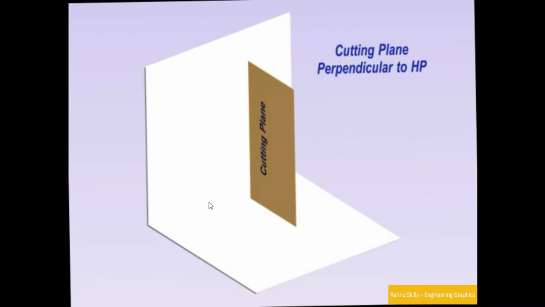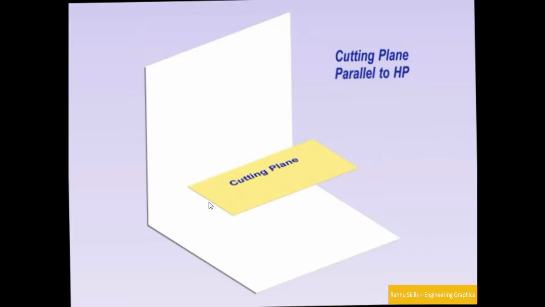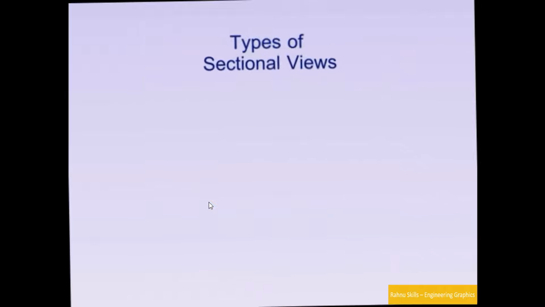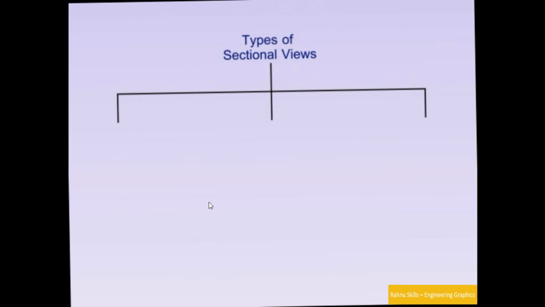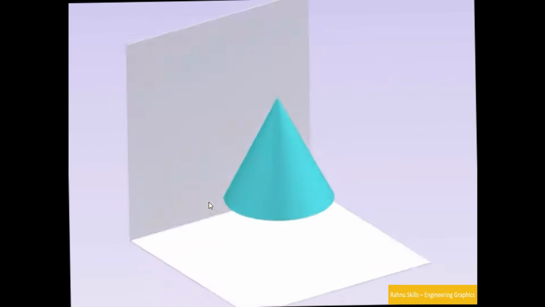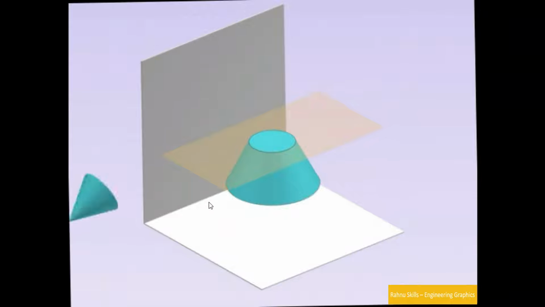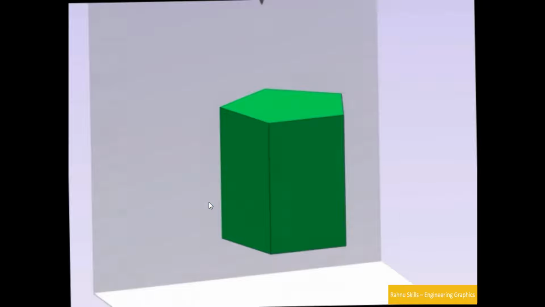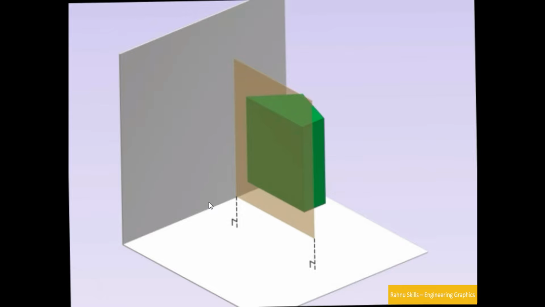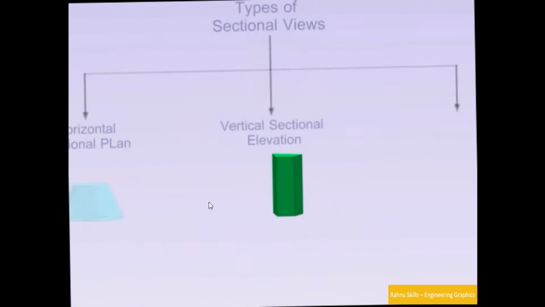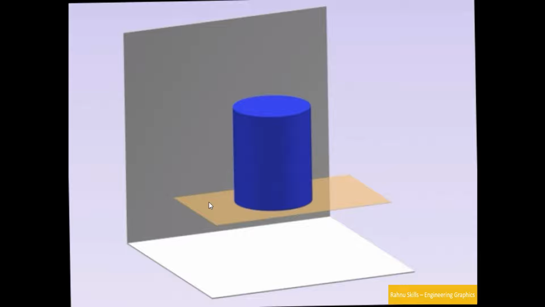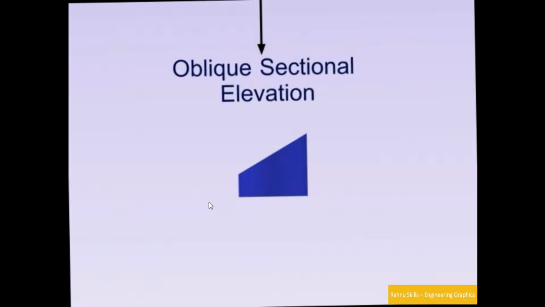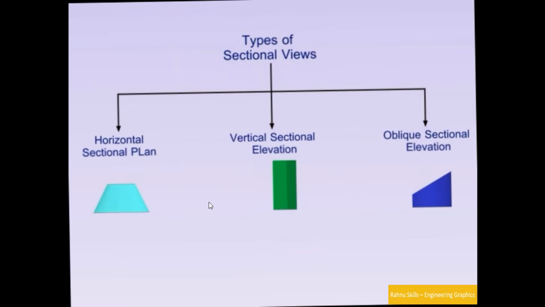Now the types of section plane: first is vertical section plane, when it is perpendicular to HP; horizontal section plane, parallel to HP; inclined section plane, inclined to HP, making an angle with HP. Now according to these planes, what are the different views? Horizontal means when we cut the object horizontally, then it is known as horizontal sectioning. When we cut the object in vertical direction using vertical section plane, perpendicular to HP plane, then it is known as vertical sectioning. Now inclined means when we cut the object inclined to the HP, then it is known as inclined sectioning, or we say it oblique sectioning also.